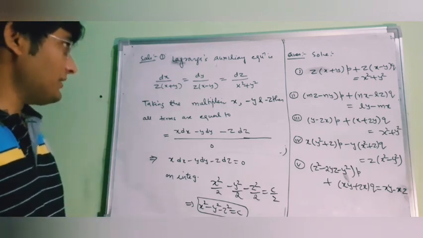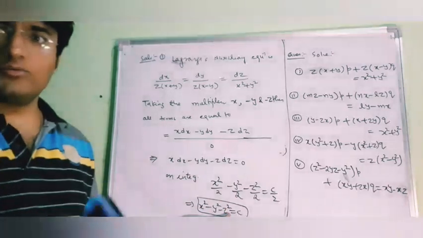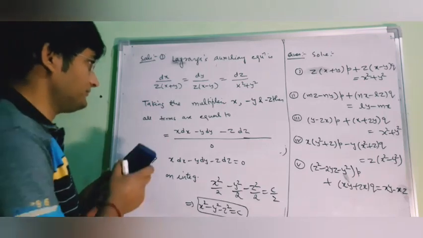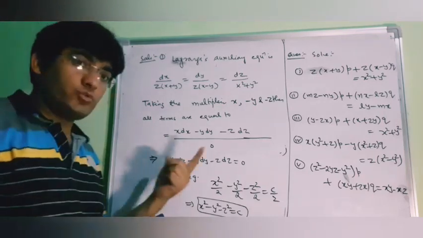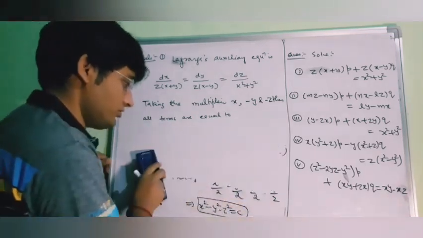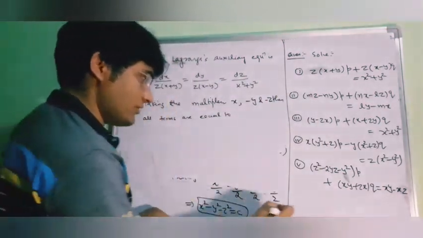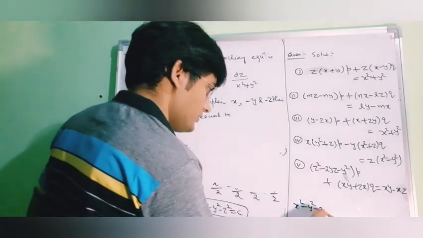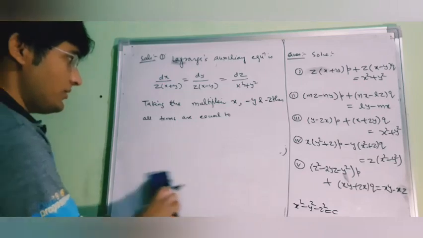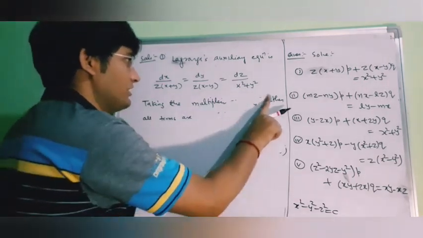Now let us take another set of multipliers, and we have to think what type of multiplier we have to take. So this is your first solution. Let us write it here as x square minus y square minus z square. So this is your first solution, and we will cross check it with our solution.